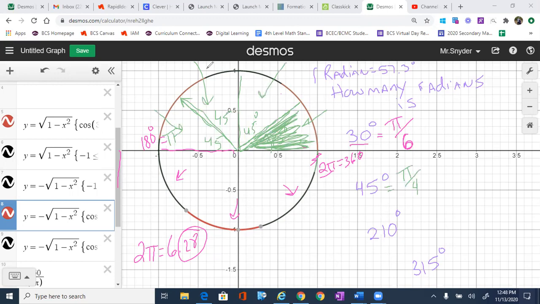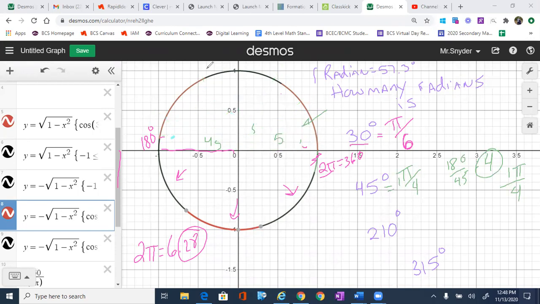Well, how can we do that easier? Well, I know that 180 divided by 45 is 4. And that tells me there's 4 equal pieces and we only want 1 of them. So I just put 1 pi over 4. Well, now let's go to 210. Let's see how we work on something like 210, okay?